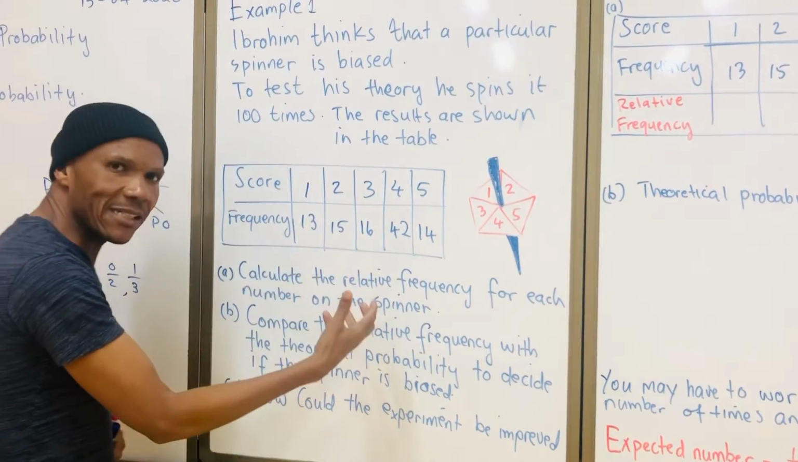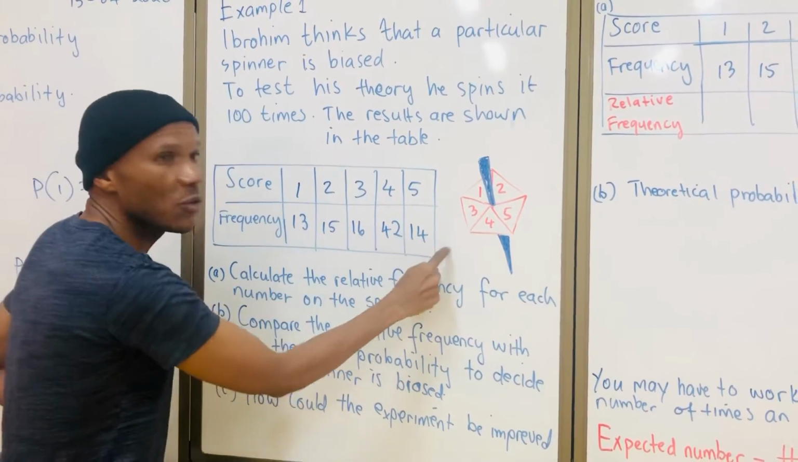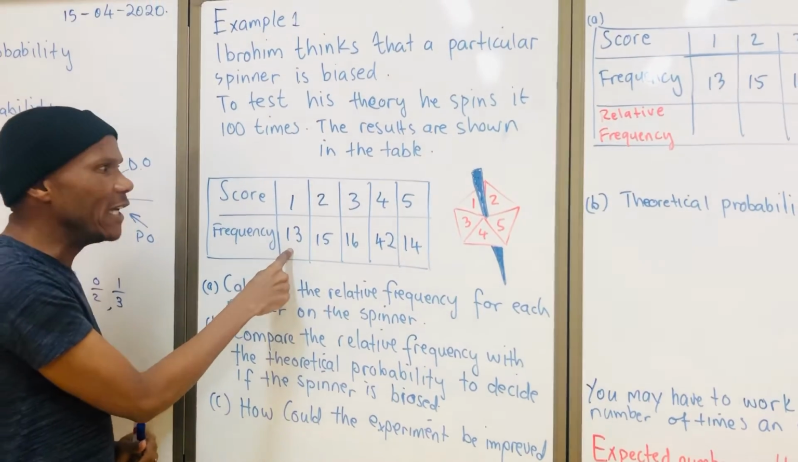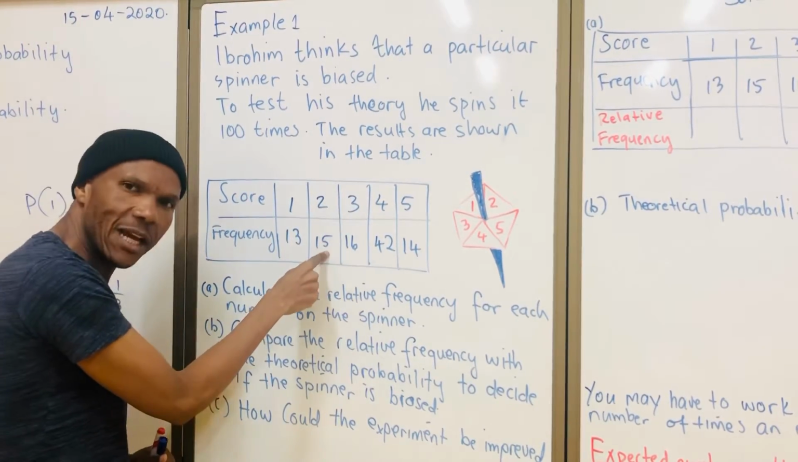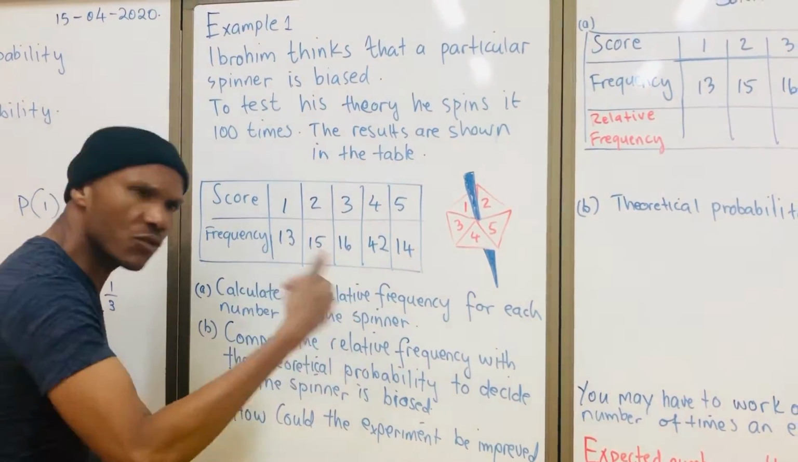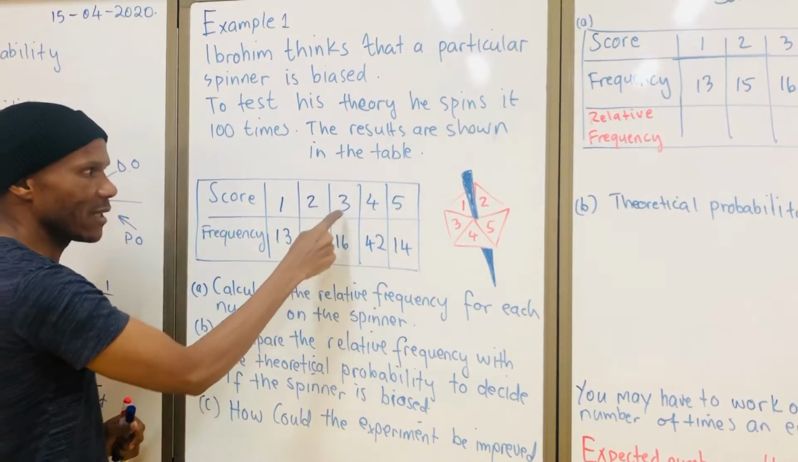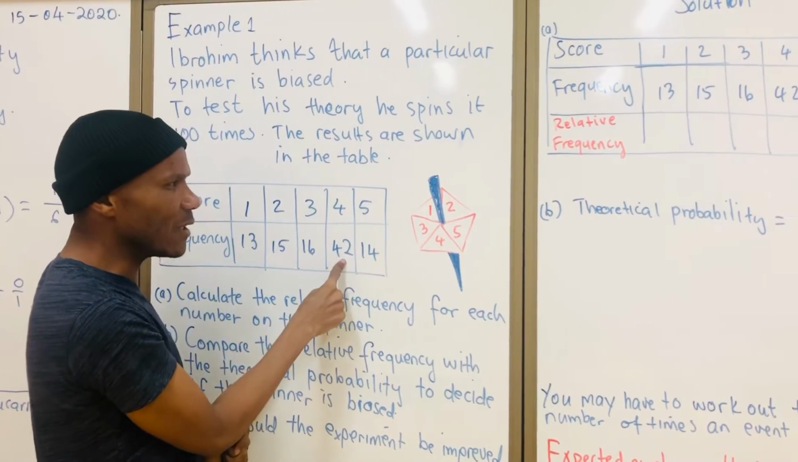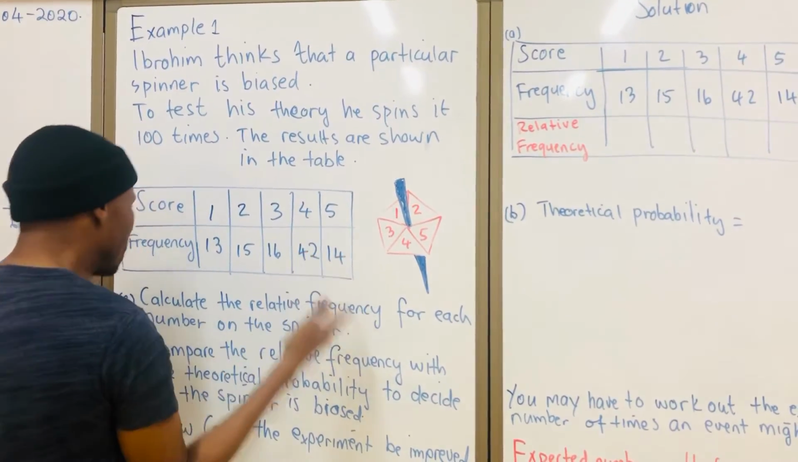So he spins it 100 times, and you see your frequency here should total 100, and he gets a 1 only 13 times. He gets a 2 15 times. So he spins 1, 2, 3, up to 100, and these are the results. He gets a 3 16 times. He gets a 4 42 times. He gets a 5 14 times.